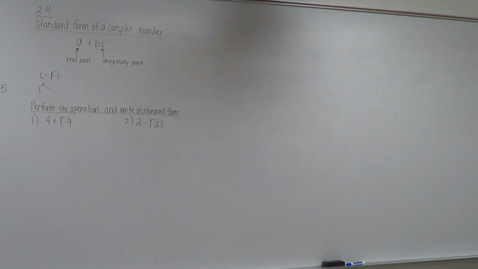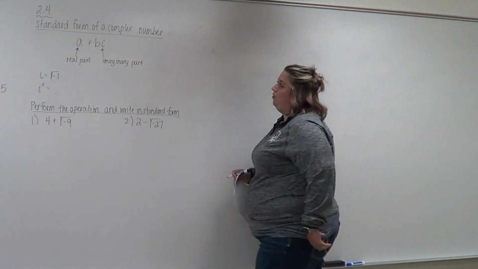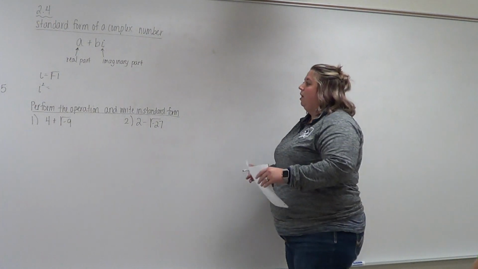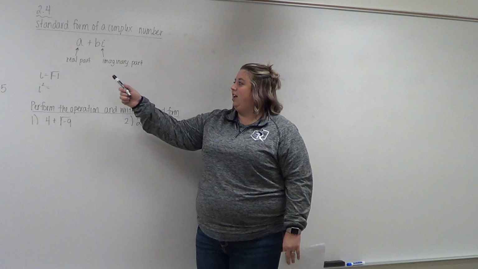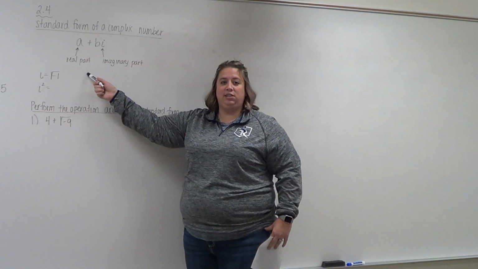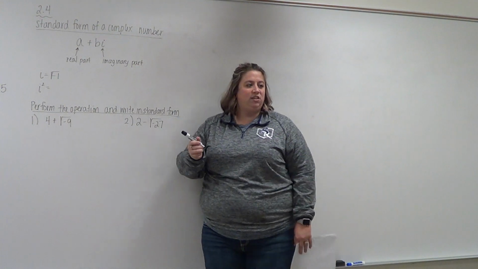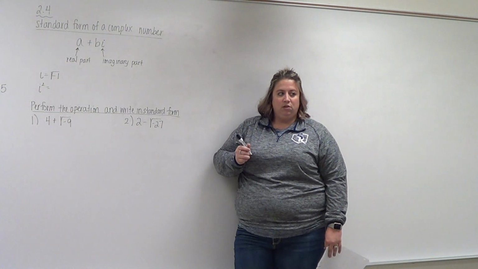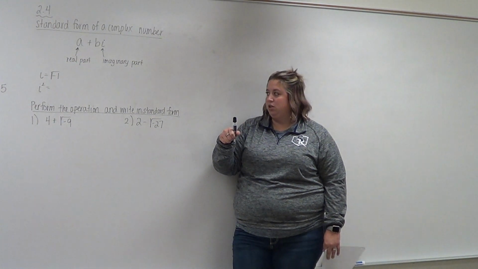Okay, so briefly yesterday, like really briefly, we talked about standard form of a complex number. And I think Gavin's the one that said it was a plus bi. Yes, I did. Okay, you have your real part, and then you have your imaginary part. The real part always comes first. Okay, so when you're writing it in standard form, the real part always comes first.